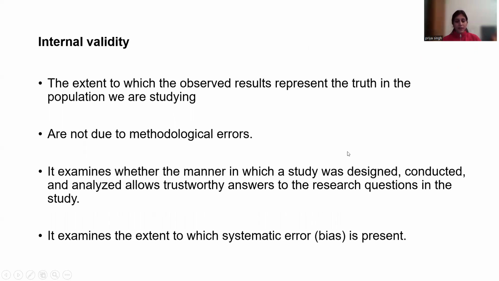First is internal validity. It is the extent to which the observed results represent the truth in the population we are studying. These are not due to methodological errors. They examine whether the manner in which a study was designed, conducted, and analyzed allows trustworthy answers to the research questions in the study. And it also examines the extent to which systematic error is present.